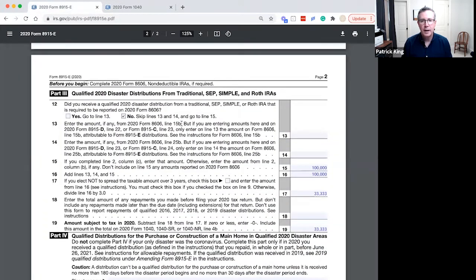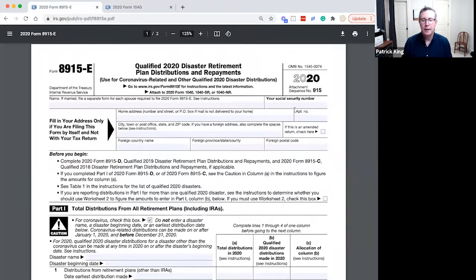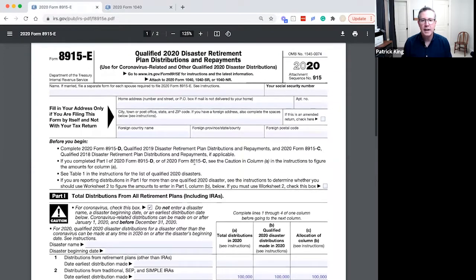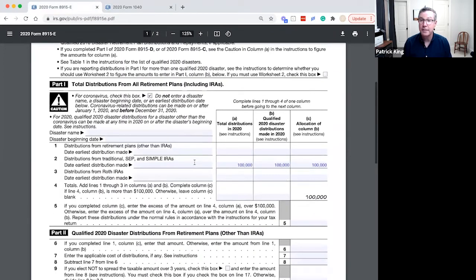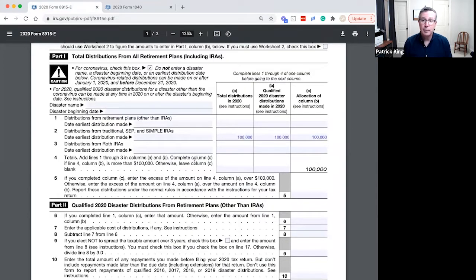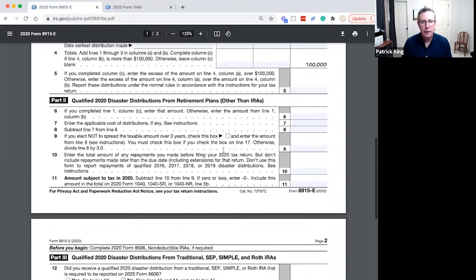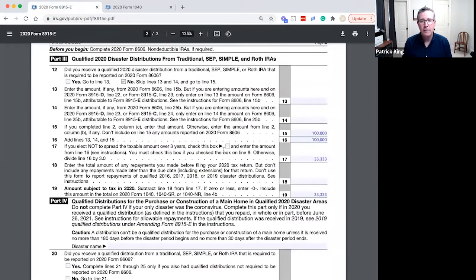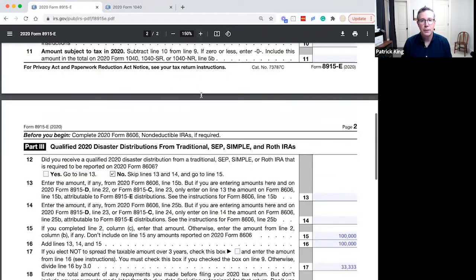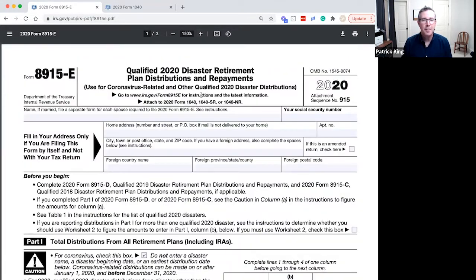Again, come back over here next year. Same process, 8915. I guess it'll be F at that point. But check on that. I don't want to just go ahead and make a call, but you would fill out an 8915 in a similar fashion, including anything you paid back here, like on this line 18, in future tax years. So there you go. That's the mechanics of it.